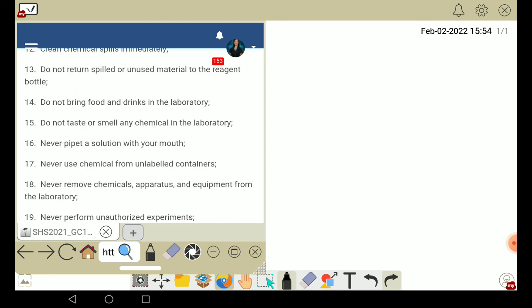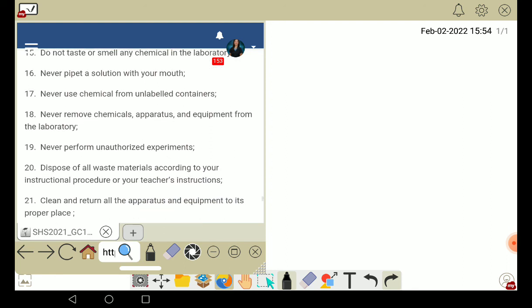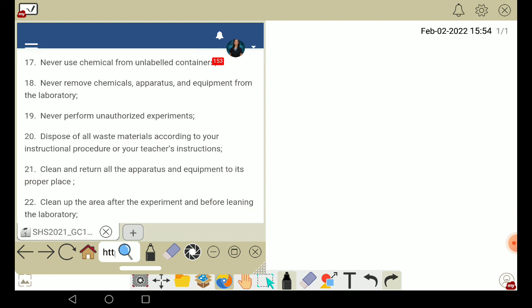Never use chemicals from unlabeled containers because you might mistake some of them and you might misuse them. Never remove chemicals, apparatus, and equipment from the laboratory. Okay, and never perform an unauthorized experiment because there are instances that this might result in some unnecessary event or an accident. Dispose all waste materials according to your instructional procedure or teacher's instructions.